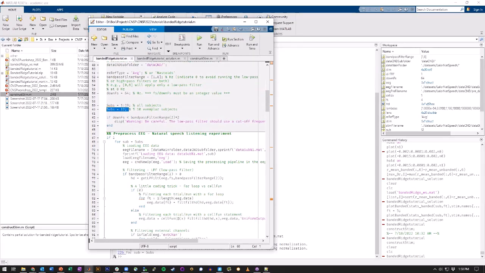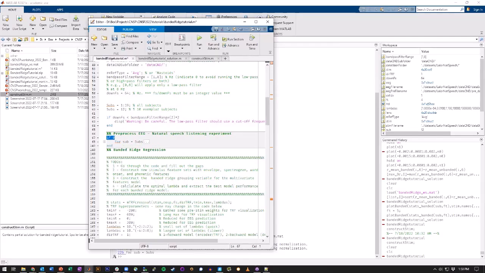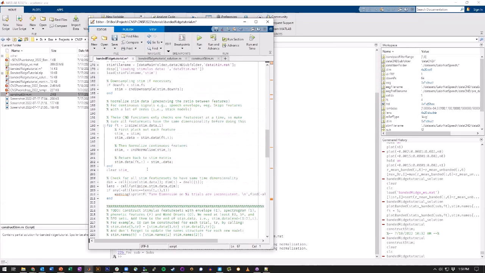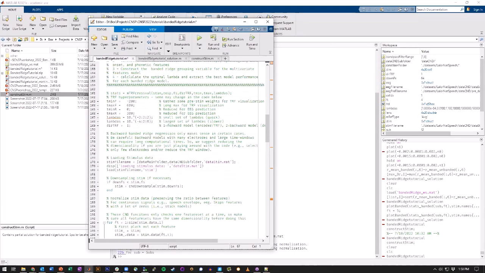If you restart the script with the same subject selected, you can change line 67 to say if 0, and then it will just skip the pre-processing and come straight down to the banded ridge section.